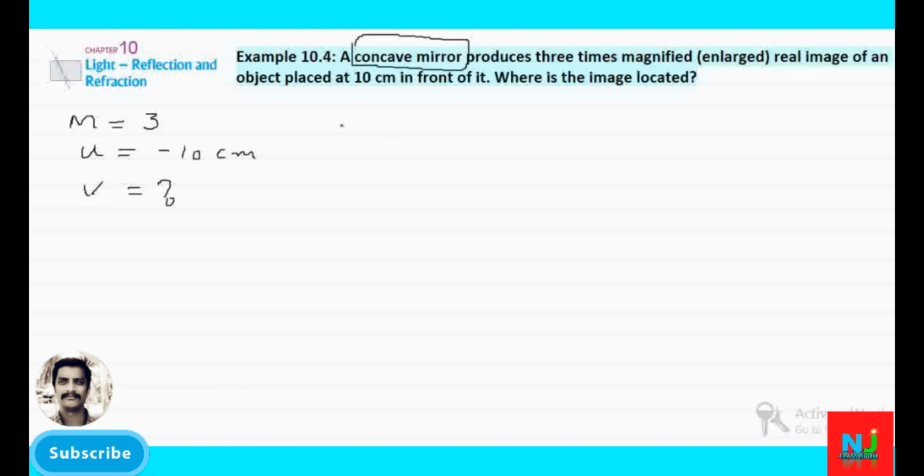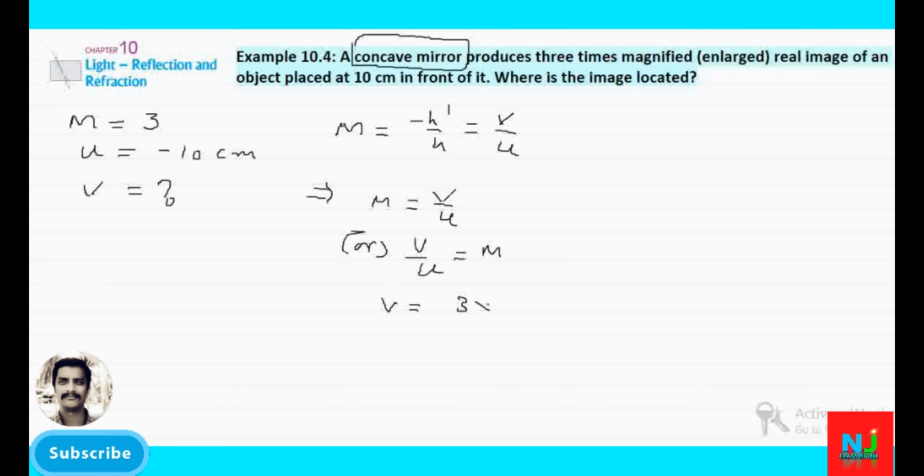A very simple formula. We know the formula for magnification. What is the formula for magnification in terms of the height? H dash by H is equal to, in terms of the distance of the object and image, nothing but V by U. So we can directly take M is equal to V by U. So V is equal to 3 times of M. Simple, very simple problem. So what is the M? M is also equal to 3.